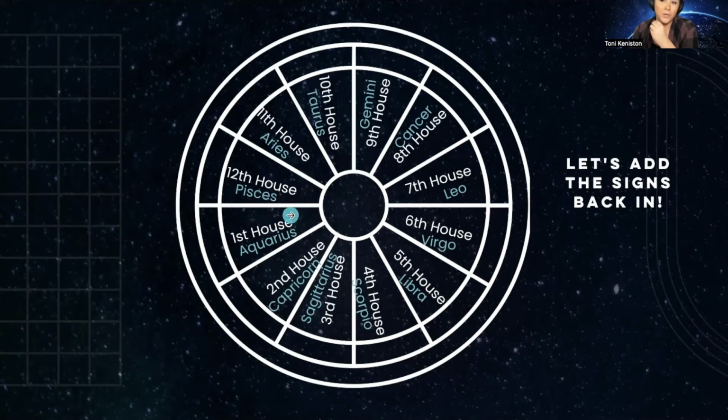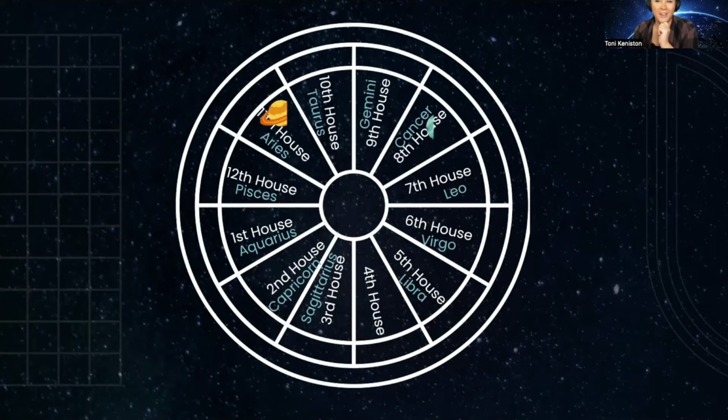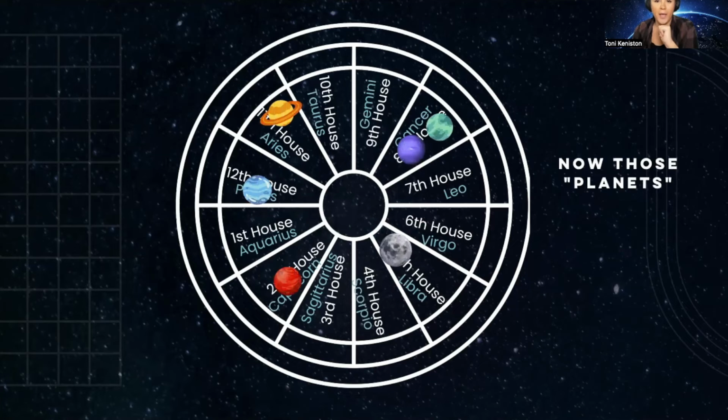But just because that's where they're associated does not mean that's where they're going to fall. In fact, the only way that would ever happen would be if somebody was born with their rising sign at 0 degrees Aries. And still then it wouldn't be a perfect match if you're using the Placidus house system, which is a lot of jargon that you don't need to know right now. So we're going to add in those planets.